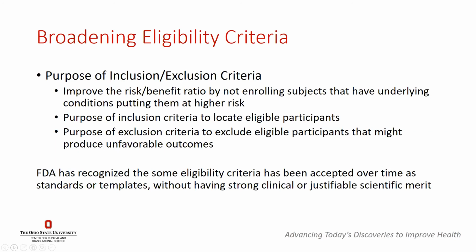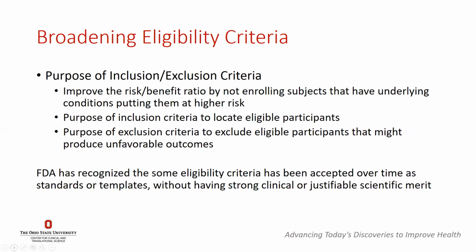So broadening the eligibility requirements sometimes can be a method of increasing the diversity of your enrollment. The purpose of your inclusion exclusion criteria is so that you can have a very unvaried population, so that when you do your analysis, you don't have outliers. So you basically have your inclusion criteria that says this is how we're describing our disease. These are the things that they have to meet those requirements.